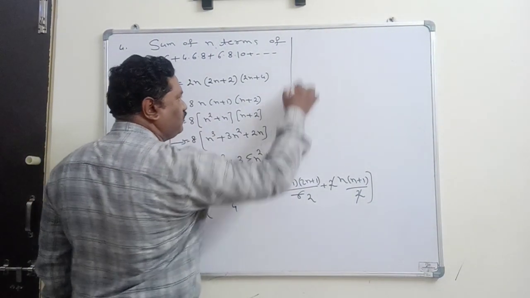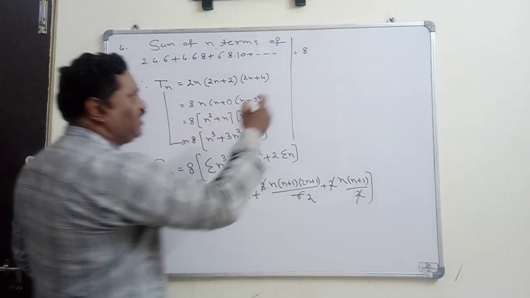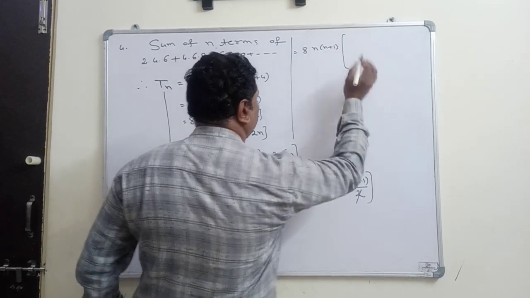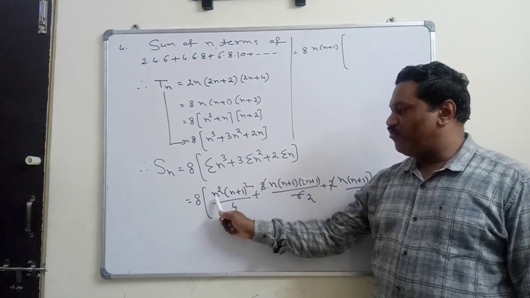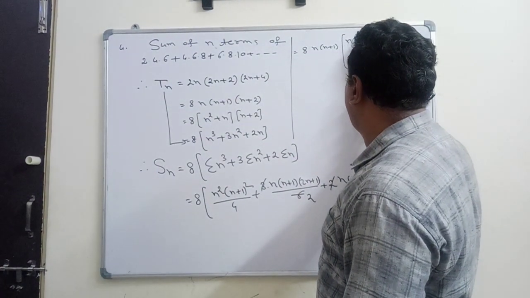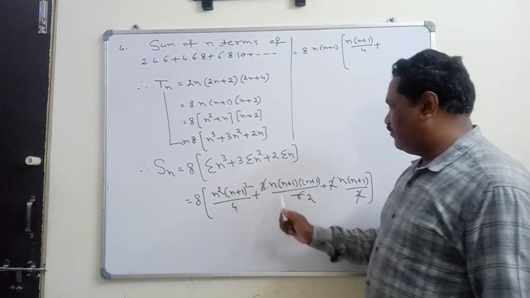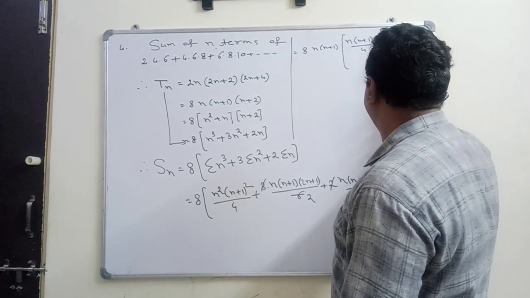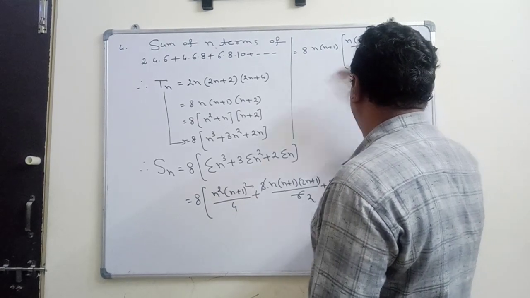So I will write that here, which is 8 times. From all the 3 we will take n into n plus 1 as the common, and the remaining terms: take n into n plus 1 common from here, one more n and one more n plus 1 will be there, that is n into n plus 1 by 4, plus, if we take n into n plus 1 common, the remaining is 2n plus 1 by 2, plus 1 will be there.